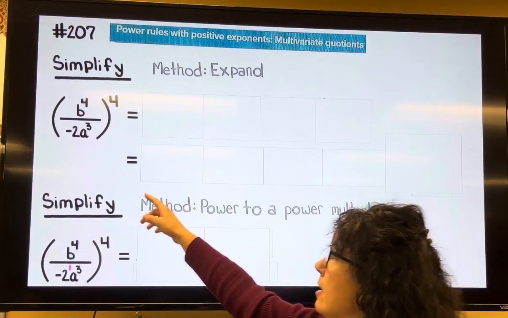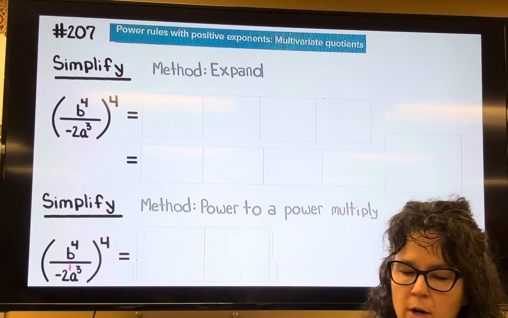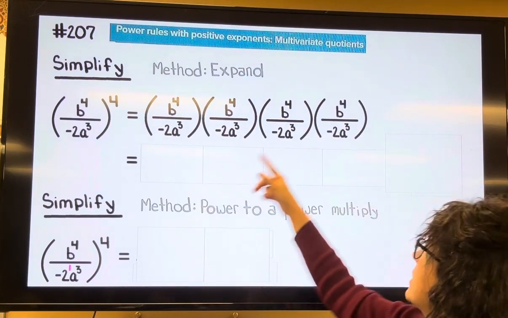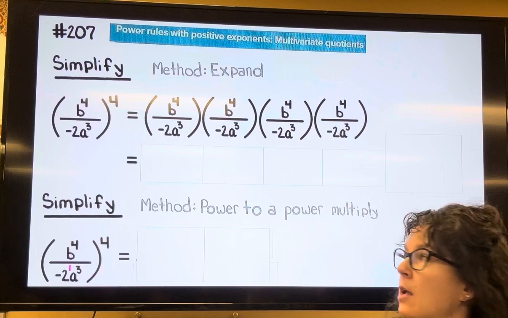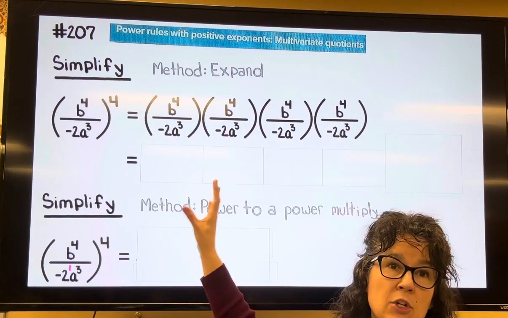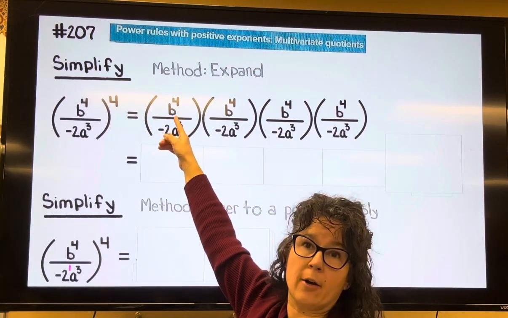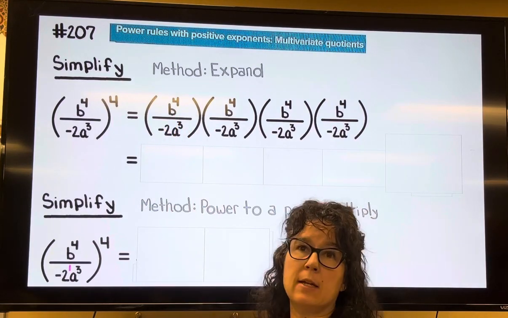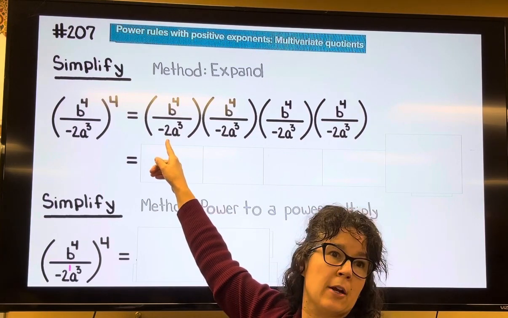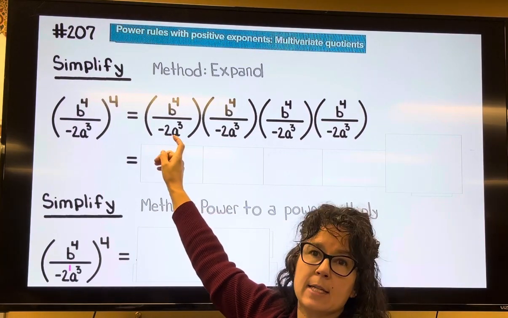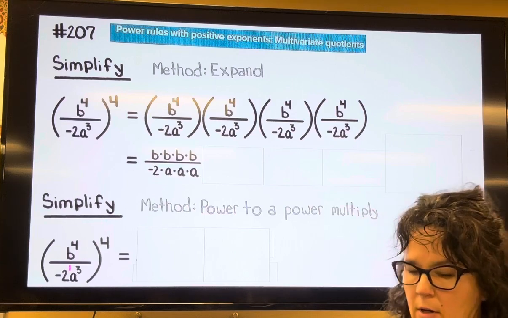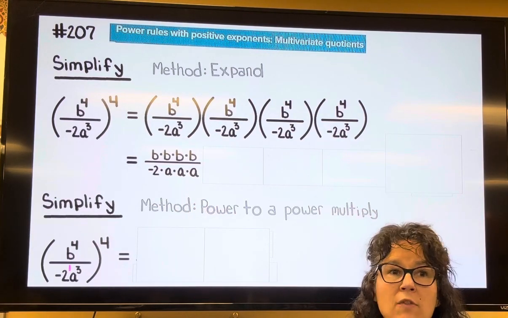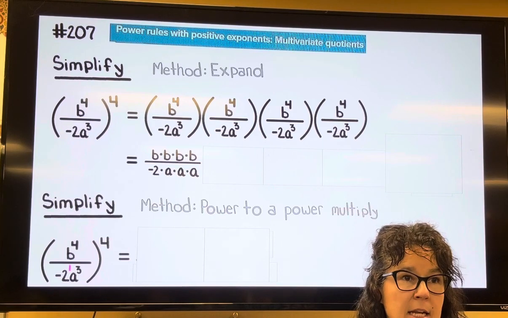If I have this fraction to the fourth power, then it means I have this fraction times itself 4 separate times. And then if I continue to expand in the numerator there, b to the fourth means b times b times b times b. And in the denominator, that's -2 times a times a times a. Okay, so if I expanded that out, sometimes even just visualizing it instead of writing it is enough.